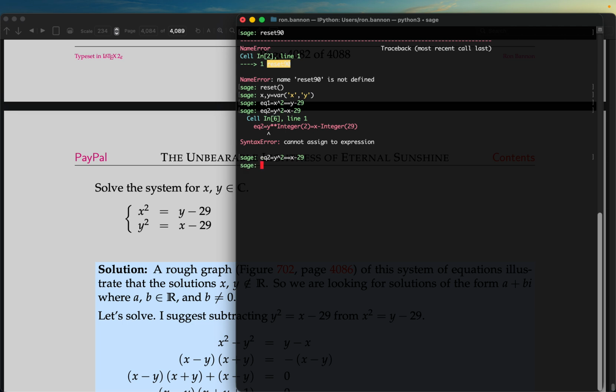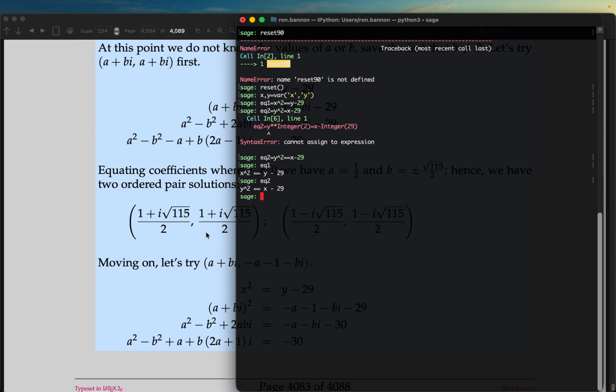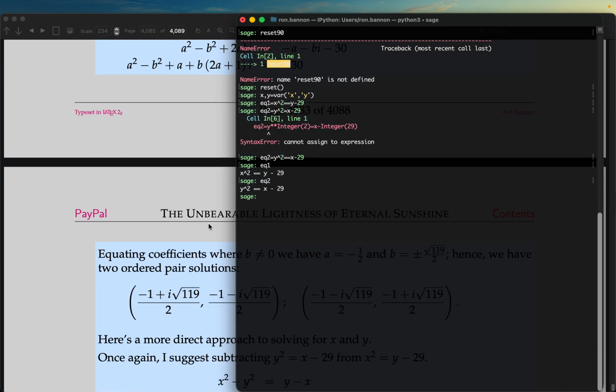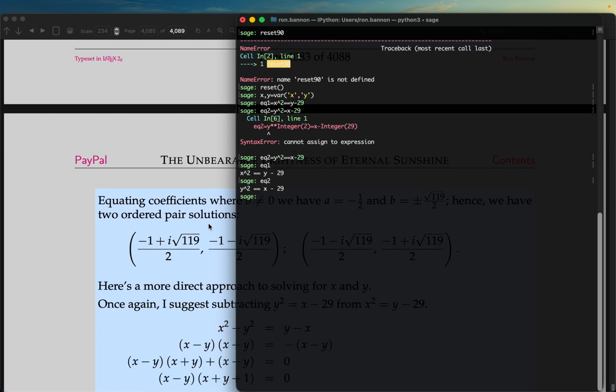So if I display EQ1, I'm seeing that equation. If I display EQ2, I would see that equation there, which is the equation we're seeing over here. Equation 1 is x squared equals y minus 29. And the second equation, equation 2, is y squared equals x minus 29. Right? It wasn't a difficult system to solve. And certainly if you were an algebra student not dealing with complex numbers, you simply said there's no solution to the problem.